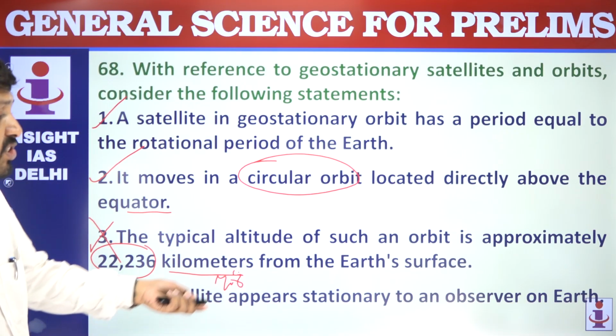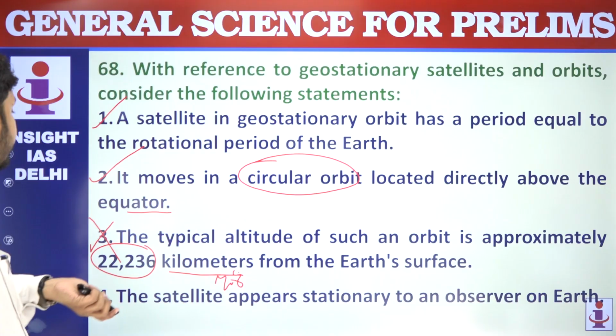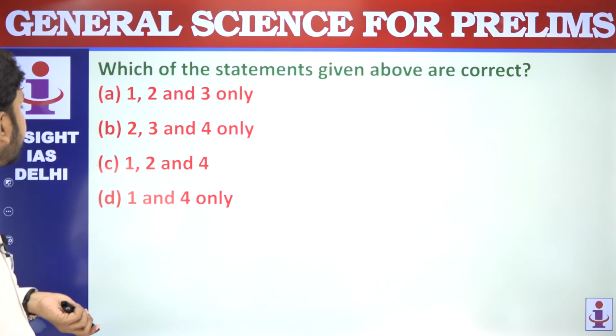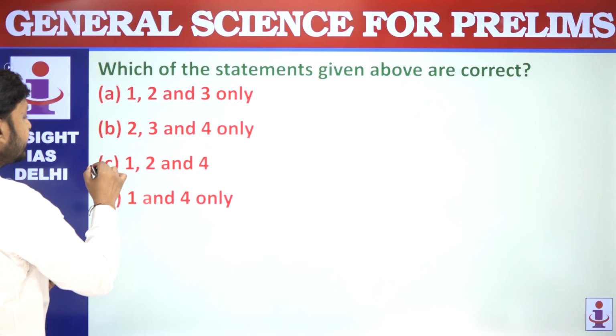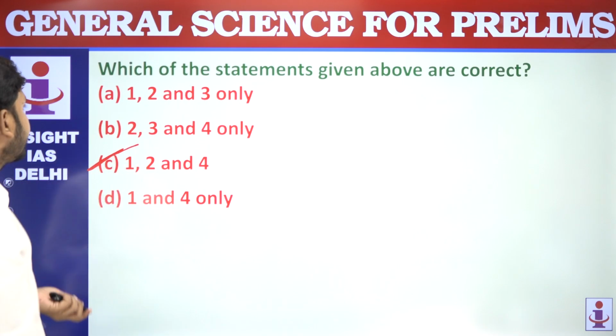The satellite appears stationary to the observer from the Earth, which I have discussed. So 1, 2 and 4 are correct. They are asking for the correct ones, so 1, 2 and 4 are correct.